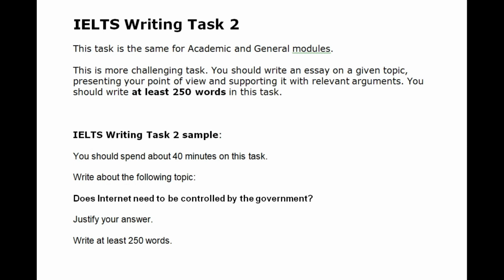IELTS writing task 2 sample. You should spend about 40 minutes on this task. Write about the following topic. Does the internet need to be controlled by the government? Justify your answer. Write at least 250 words.